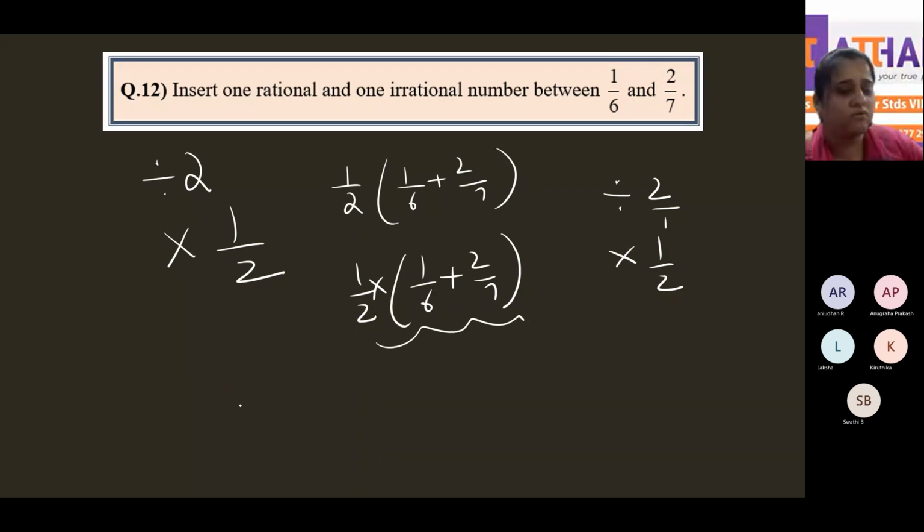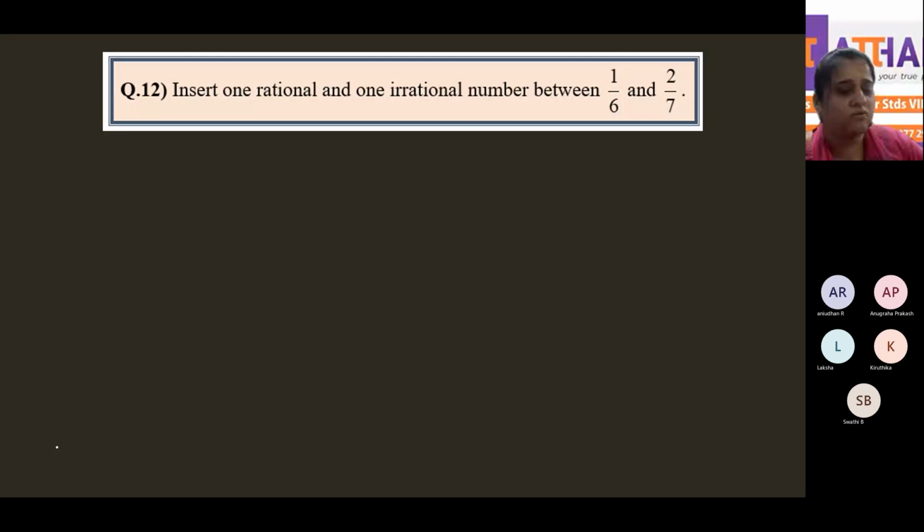I'll share all this on WhatsApp. Don't worry. You understand now in the class. Is it understood? What are the two methods? Half of whatever two numbers are given: 1/6 plus 2/7 into 1/2 is a rational number. Or you can bring them to the same denominator and also insert a rational number.